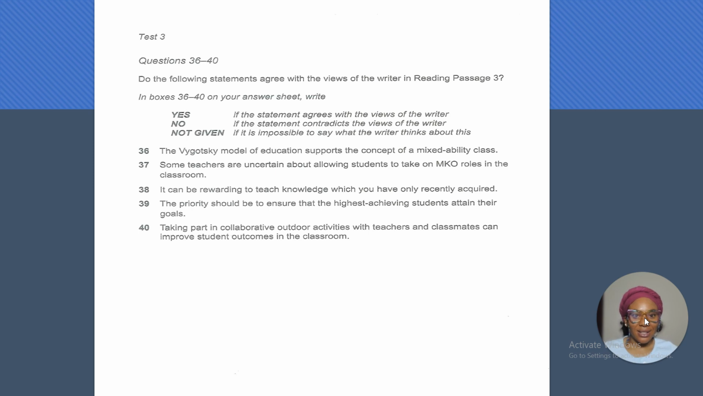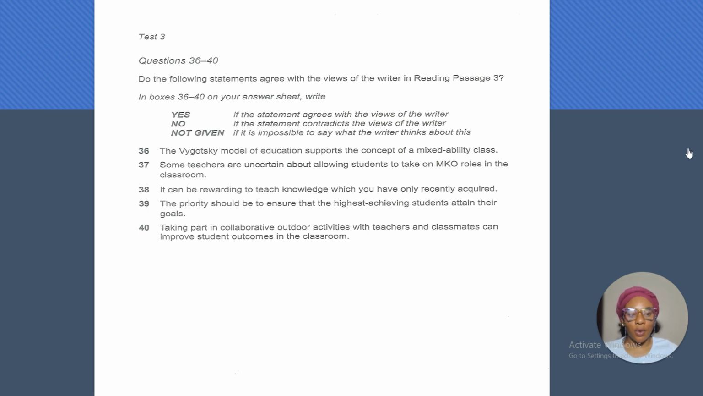It's about facts from the passage. But yes, no, not given have to do with the view or the opinion of the writer, what the writer thinks or says about something, the writer's views, the writer's opinions. Unlike true, false, not given, that has to do with factual information from the passage. But either way, your answer must be based on information from the passage and you must have your evidence. Okay? All right.